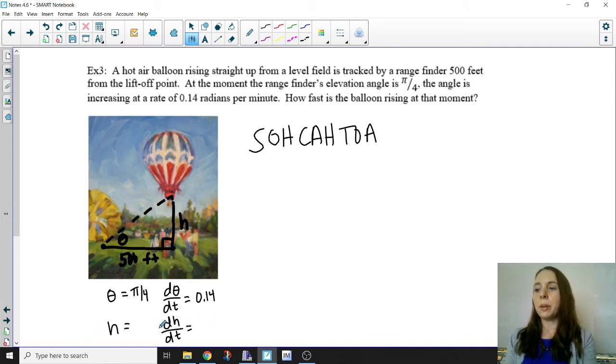Which one should we put a box around as what we are trying to find? The question is, how fast is the balloon rising? Not how high is it, how fast is it rising? So that is dh over dt. Remember, it's always the other rate if you only have two rates involved.